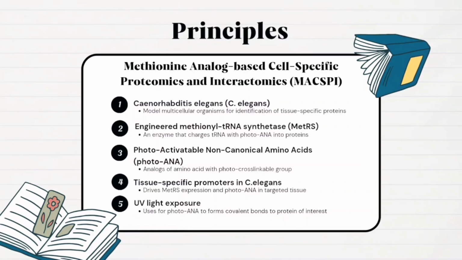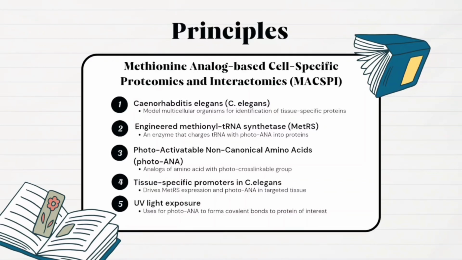The second principle is the engineered methionyl-tRNA synthetase, or MetRS. It is an enzyme that changes methionine into non-natural amino acids, the photo-NR, incorporated into proteins. The third principle is the photoactivatable non-canonical amino acid, which can be shortened to photo-NR. It is an analog of a natural amino acid that contains a photo-cross-linkable group. This analog is incorporated site-specifically into newly synthesized proteins in living cells.